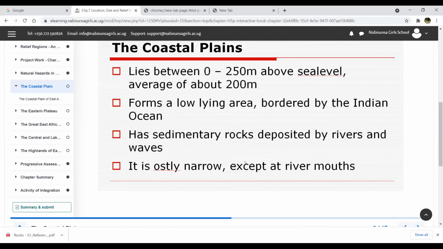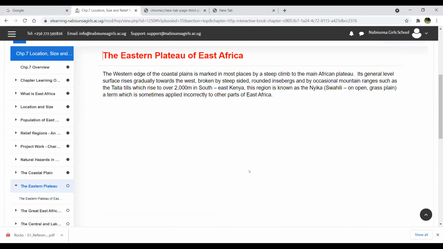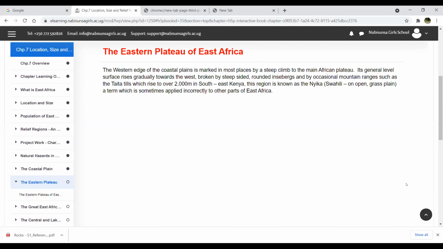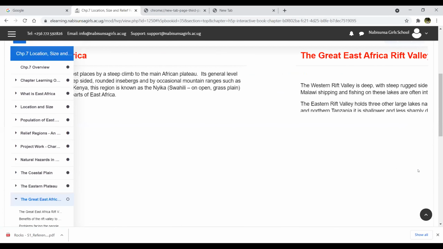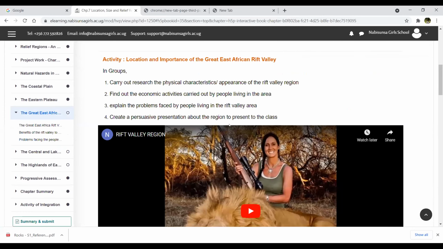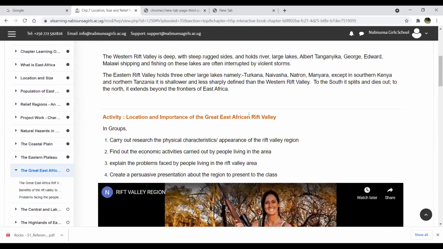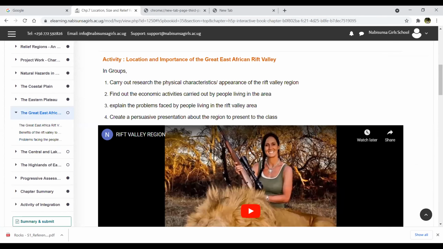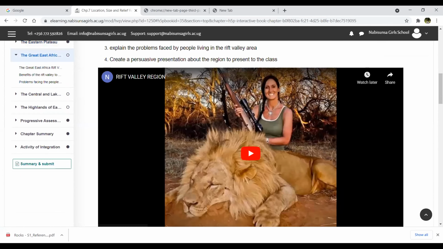Then coastal plain. Some of you are saying we don't have sufficient information. I have summarized the information here, so you can go through. Then the Eastern Plateau, we have put some materials. I could put more, but I think this is sufficient. We don't have to overwrite as long as we understand what is there. Then we have an activity on the Rift Valley. And what I have done, I have got some of the work that you produced. For example, the work that my son produced about the Rift Valley, now I have put it.